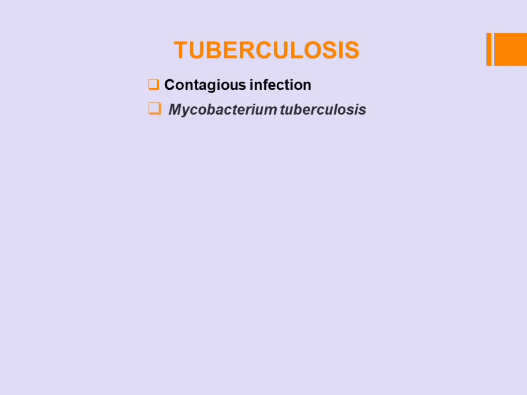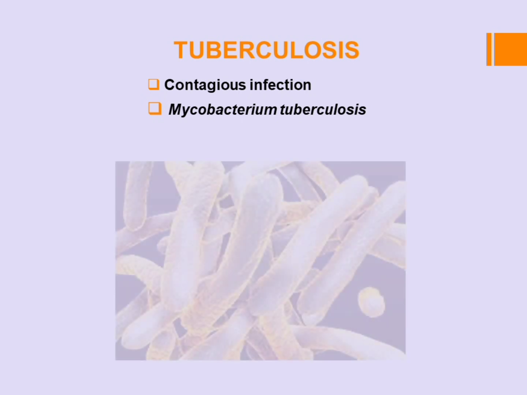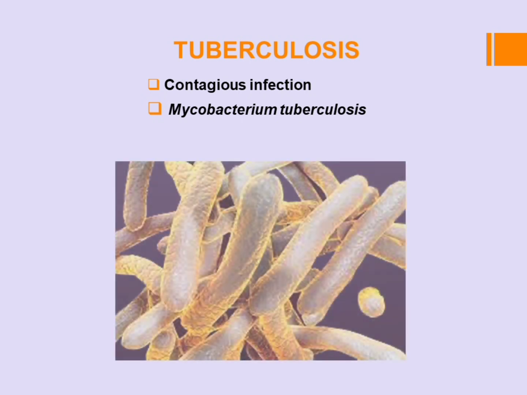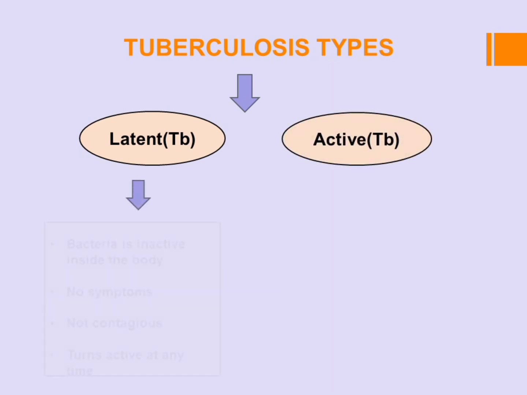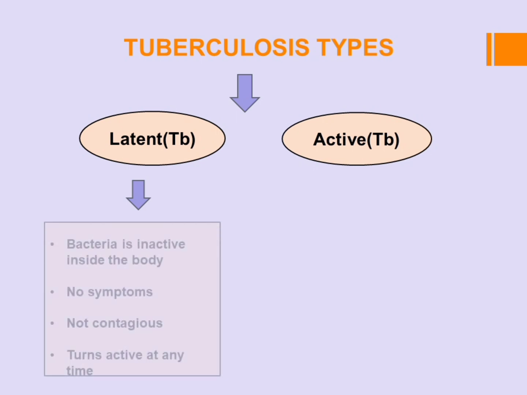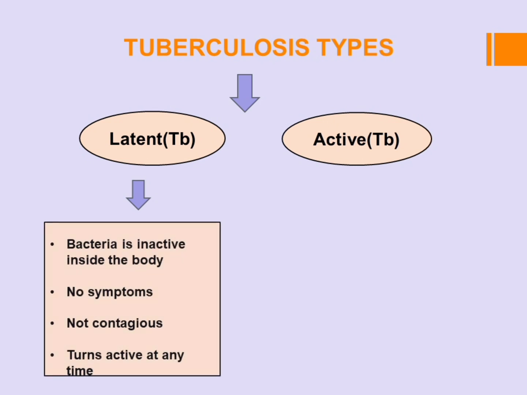Tuberculosis is a contagious infection caused by Mycobacterium tuberculosis, a type of bacteria that attacks the lungs and spreads to other parts of the body like brain and spine. Tuberculosis is divided into two types, that is latent tuberculosis and active tuberculosis. In latent tuberculosis, the TB bacteria enters the body through the respiratory tract. This type of TB doesn't express any symptoms and it's not contagious. This infection-causing bacteria is still alive and one day it may become active.